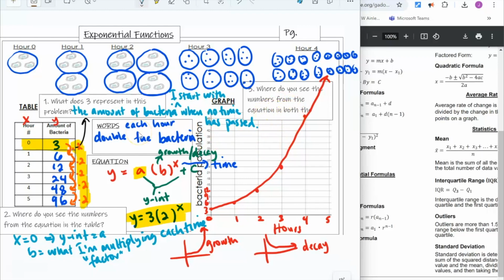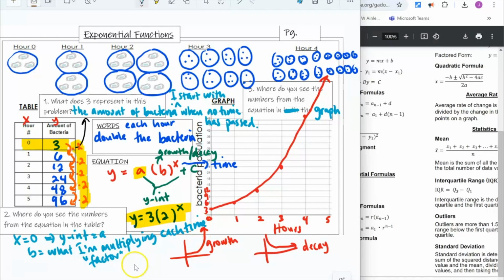All right, number 3: where do you see the numbers of the equation from the graph? It is supposed to say from the equation in the graph. I'll probably have that corrected by the time you get the sheet. So I'm looking for these numbers, 3 and 2, in the graph. Whether I was given a table or a graph, I need to know how to write this. And then I'm going to show you how to use a calculator as well.